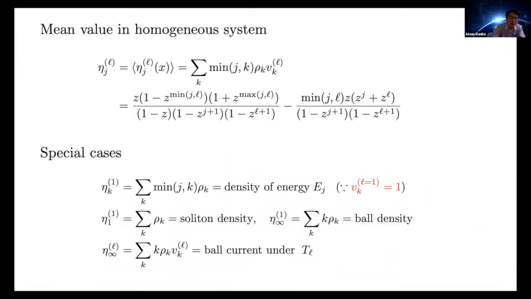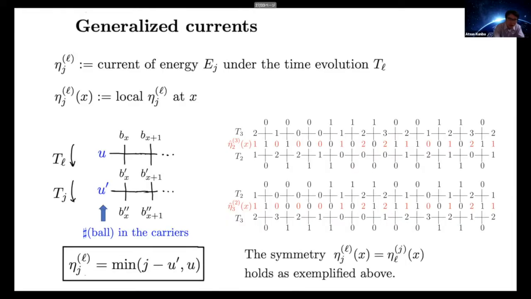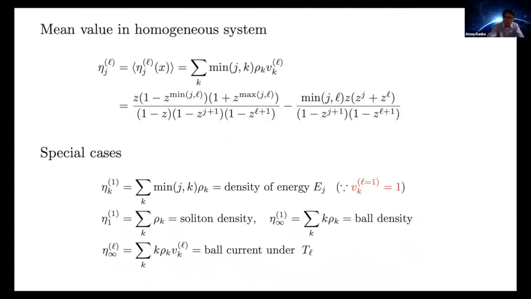So the mean values in the homogeneous system can be easily calculated. I want to use this quantity result. But the important thing is maybe the correlations. But before going to the correlations, let me mention some well-known special cases.